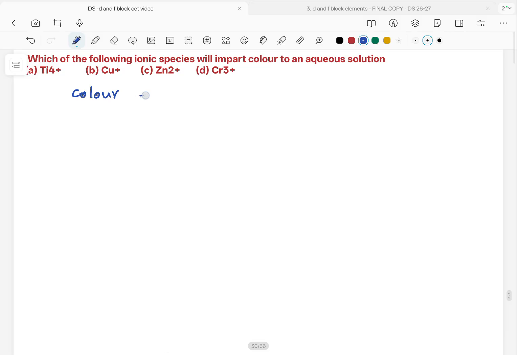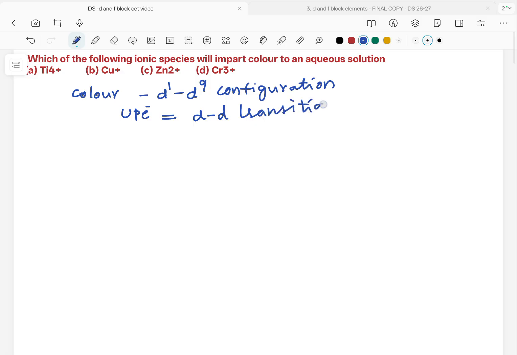Ions with d1 to d9 configuration will be colored because with d1 to d9 configuration they have unpaired electrons in them which are responsible for d-d transition and color. Here we have to find out the d configuration of these given ions. D configuration can be obtained by taking valence electrons of the atom minus the charge on the ion.